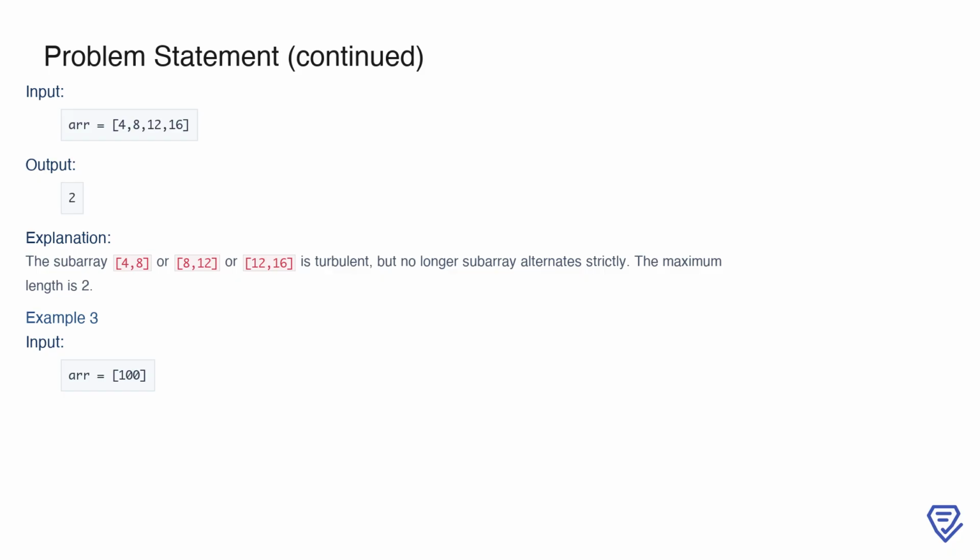Now, let's look at another example. If the input array is 4, 8, 12, 16, the output is 2. Here, no subarray longer than length 2 alternates strictly in its comparison signs. For instance, the subarrays 4, 8 and 8, 12, and 12, 16 are all turbulent because they meet the criteria for alternating comparisons, but none of them can be extended to include additional elements while maintaining turbulence. Therefore, the maximum length is 2.